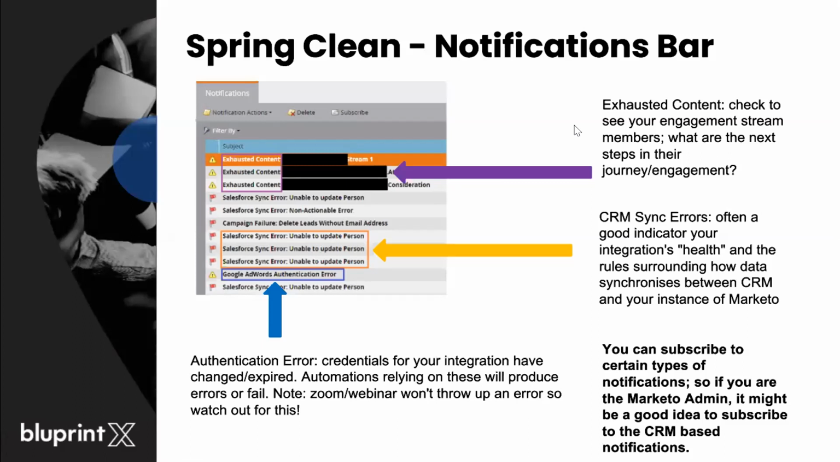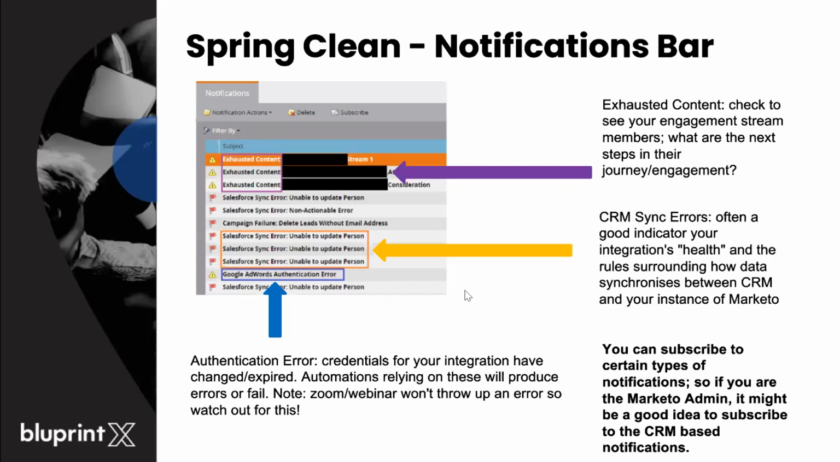You've got exhaustive content. This is a really good indicator of whether any of your engagement stream members have been exhausted. And it's a good chance for you to go back to the marketing manager or to the segment managers who you deal with and ask them, well, what are the next steps for these customers who have been exhausted? Because they just decay and nothing happens to them after that. It's a good chance to debrief the segment manager about where these customers are up to and whether or not they've been engaged with the content.